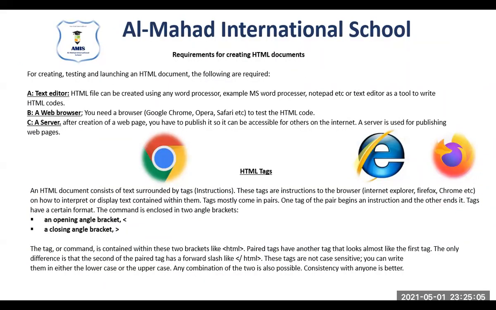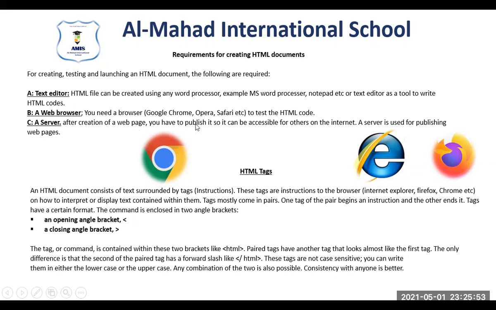Requirements for creating HTML documents. What are the three things we need to design or create a web page? For creating, testing, and launching an HTML document, the following are required. We need a text editor. We will use Notepad, a tool where we will write the HTML code. We will give the instructions, and based on this your page will be defined. And we need a web browser to test whether what we define is working or not. If there is any error message, we will see how to correct it.